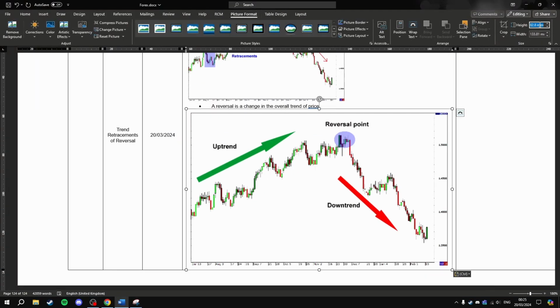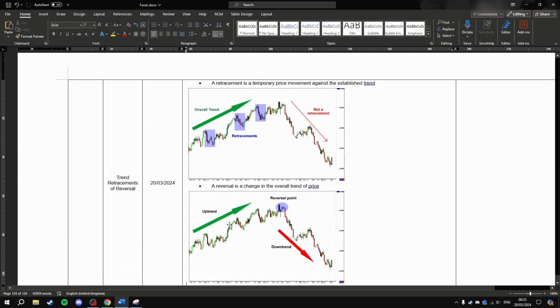So you can see the overall uptrend is here, a reversal point is somewhere over here, and it drops straight back down, which is a downtrend. So here the reversal happens from an uptrend to a downtrend.